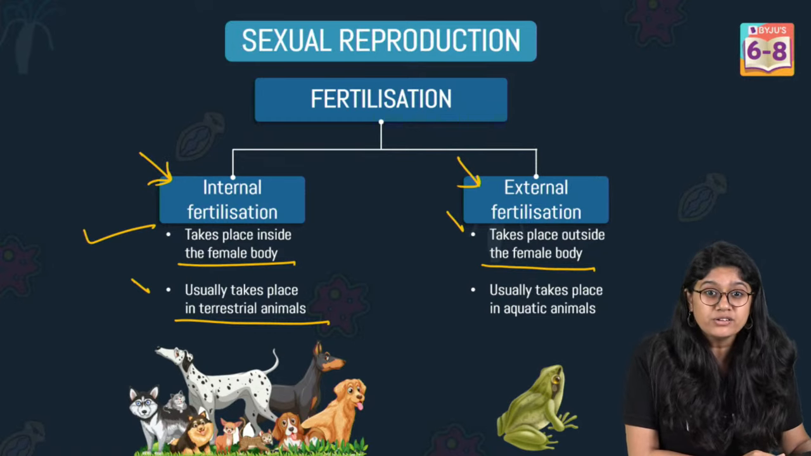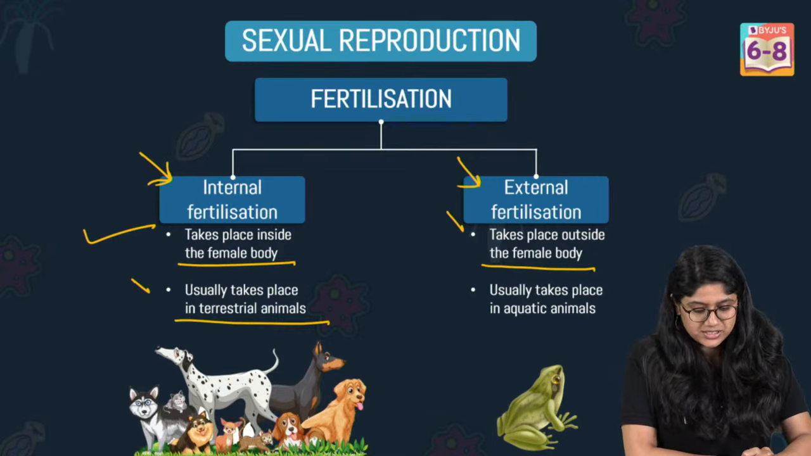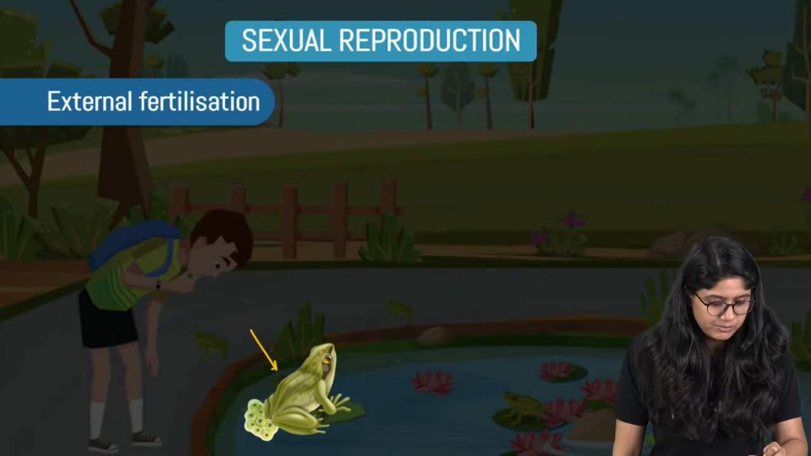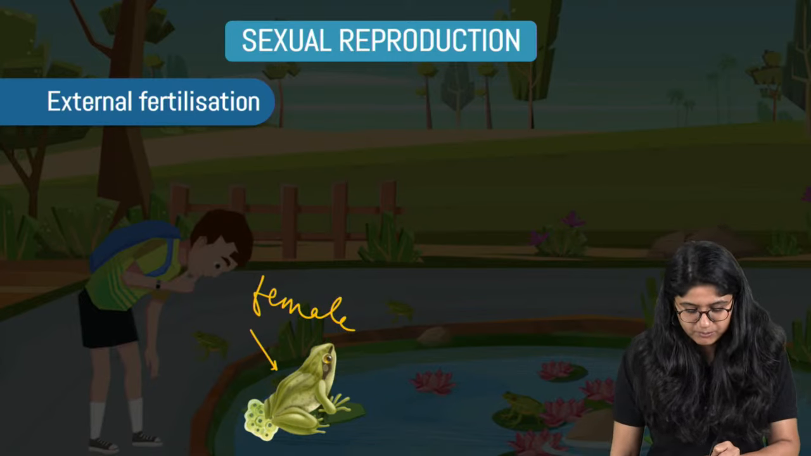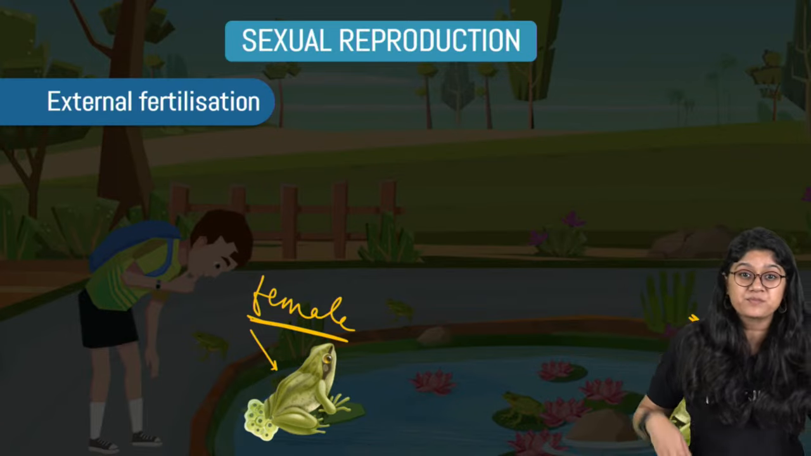Yes, very good, very good. Metamorphosis, Shraddha, we'll just discuss now. Clear, right, everyone? Now let's discuss the external fertilization. So over here we have the female. And over here we have the male. So what will happen? We know that frogs are amphibians, right?